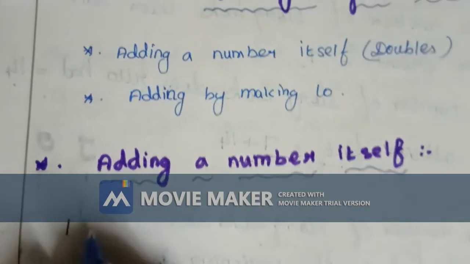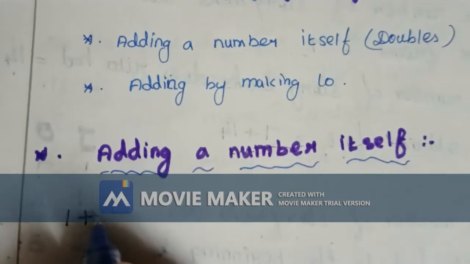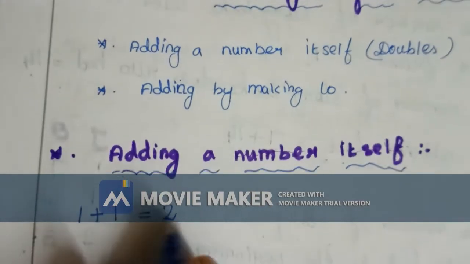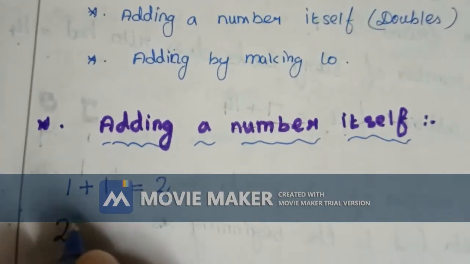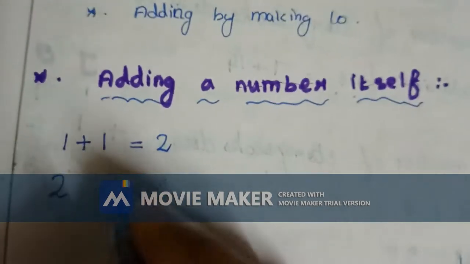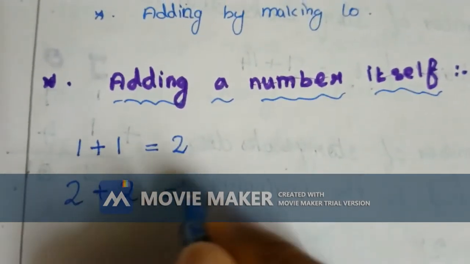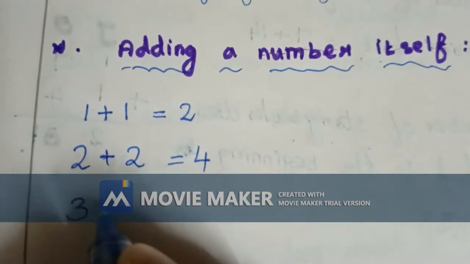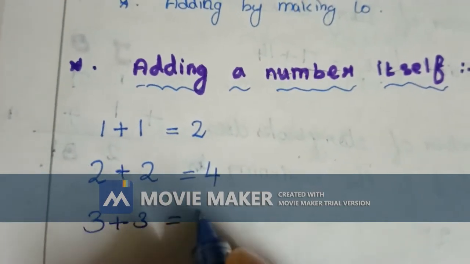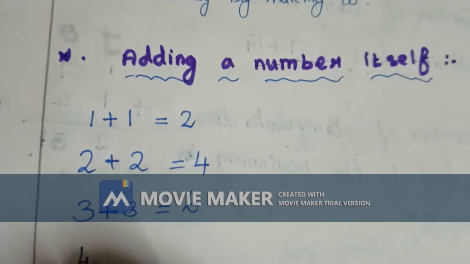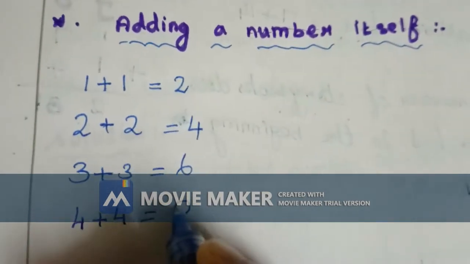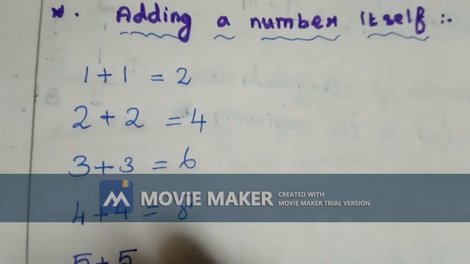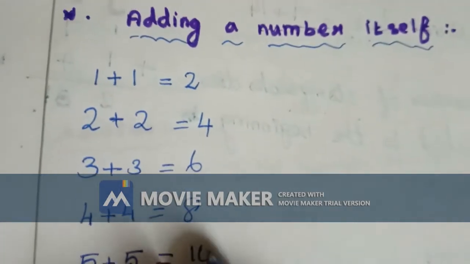Yes, you have to add the same number, that means 1 plus 1, which gives 2. Then what is the double of 2? You can add the same number, 2 plus 2, which gives us 4. And what is double of 3? Add the same number, 3 plus 3, 6. And double of 4 means 4 plus 4, 8. And double of 5 means you have to add the same number, 5 plus 5, 10.